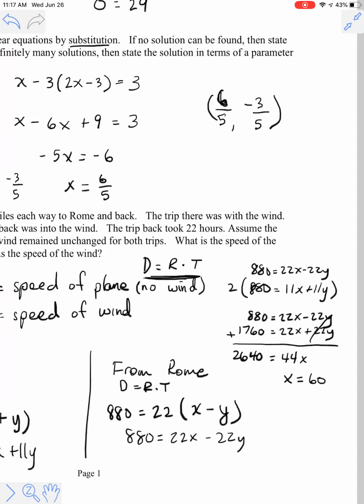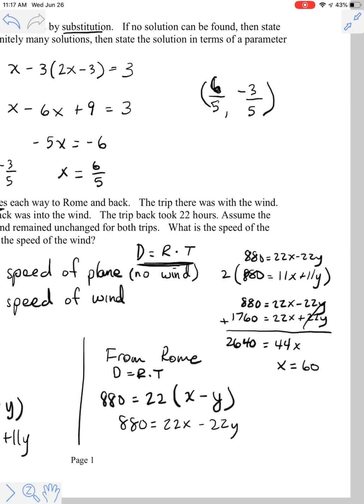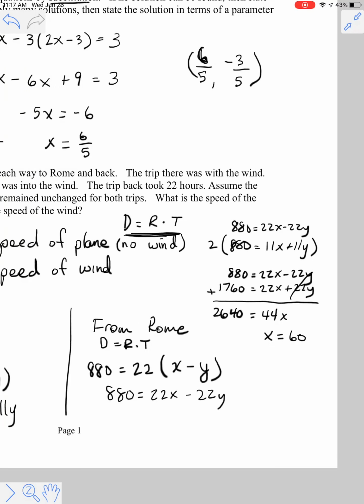Now, we have to put a rate on that because x is a speed, and it's in terms of miles and hours, so I know that this is going to be 60 miles per hour. So, very slow plane. So that's the speed of the plane if there were no wind.